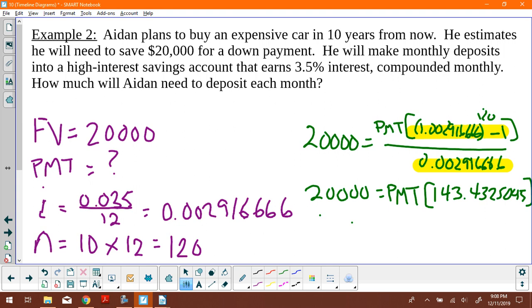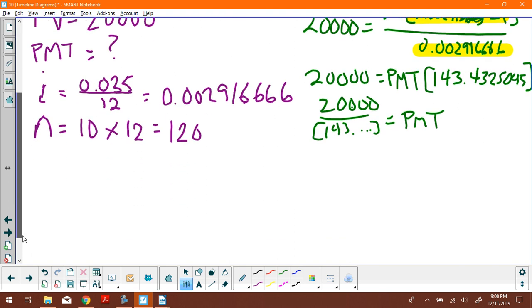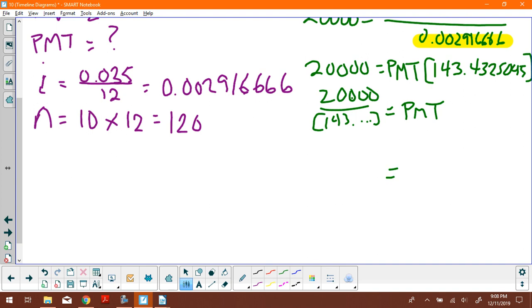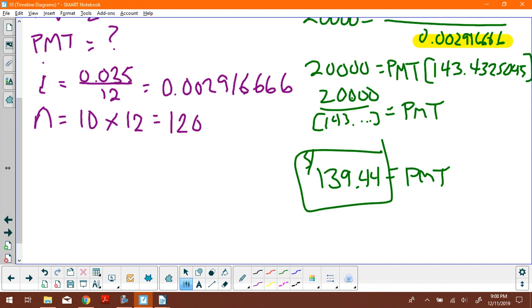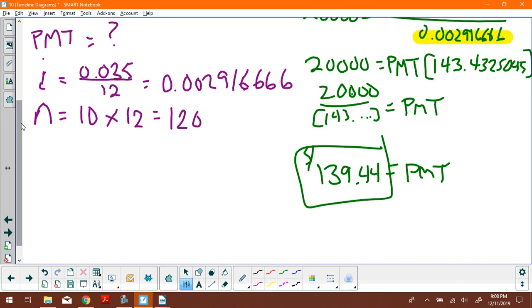So 20,000 over 143 point dot dot dot equals my payment. I got $139.44. So that is how much money Aiden would have to put away per month for 10 years to have $20,000 saved.